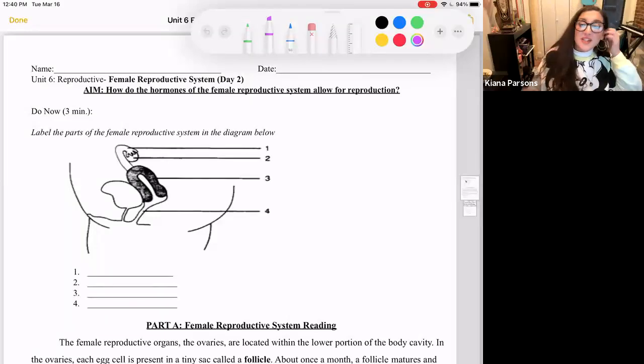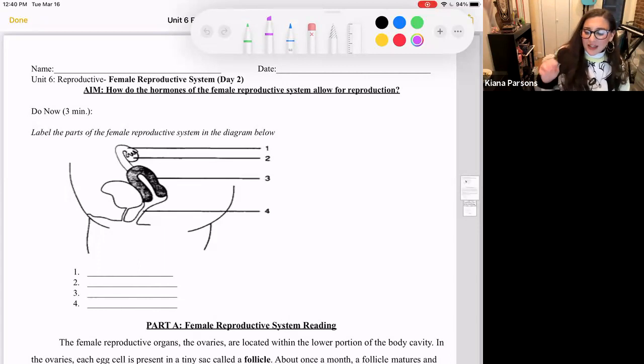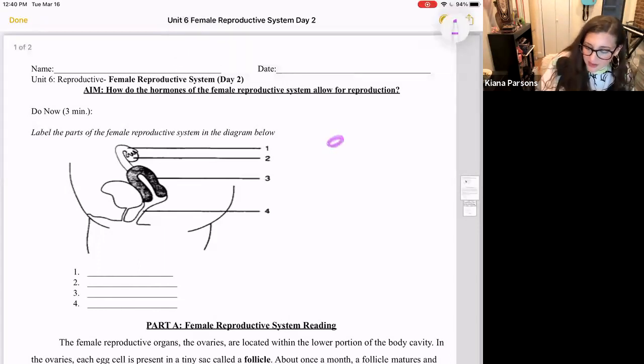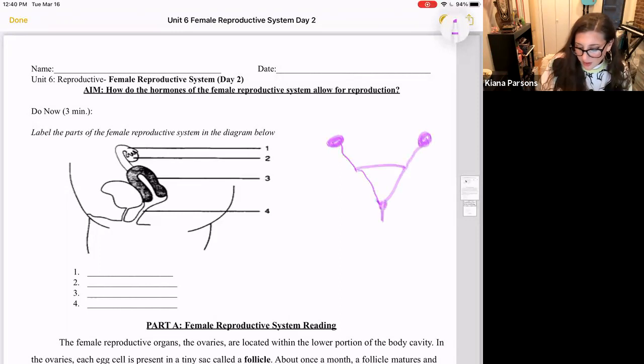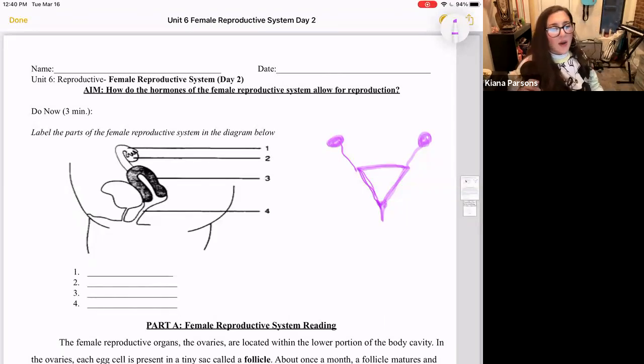Hello, and welcome to day 2 of the female reproductive system, which is day 3 of human reproduction, but we're just going to call it the female reproductive system day 2. Now, this diagram might look a little unfamiliar because we're used to seeing the female reproductive system in that goat's head shape, right? But this is the same diagram just from a different angle. So let's go ahead and identify these structures.